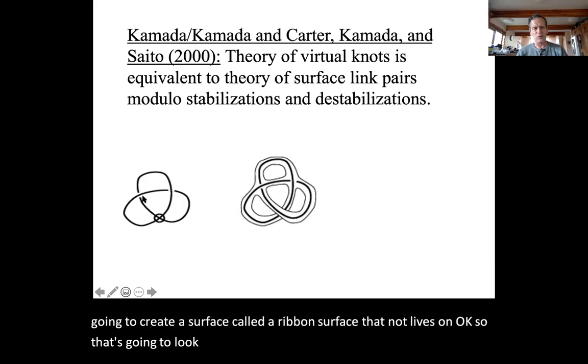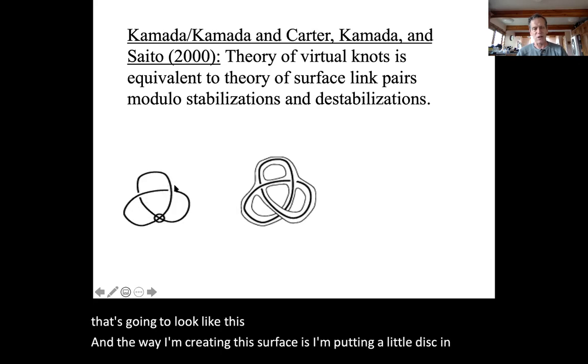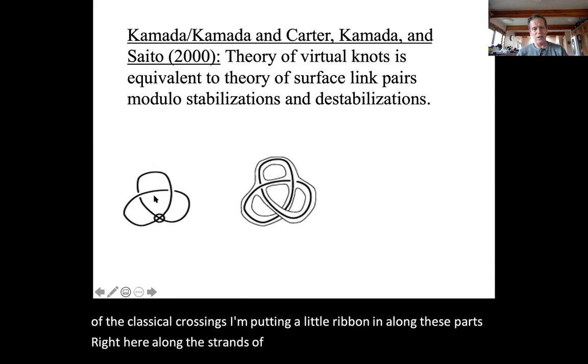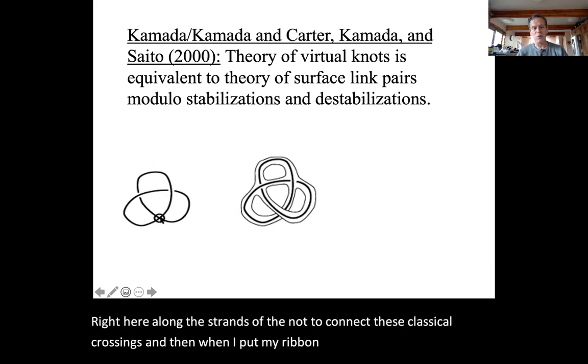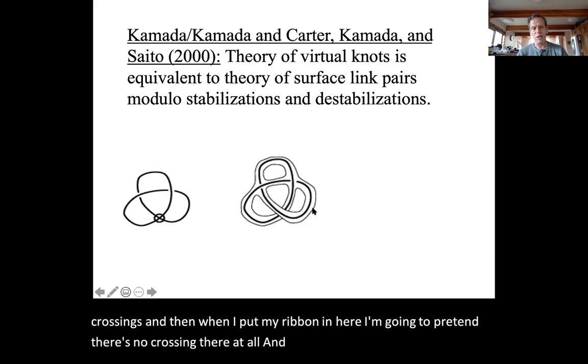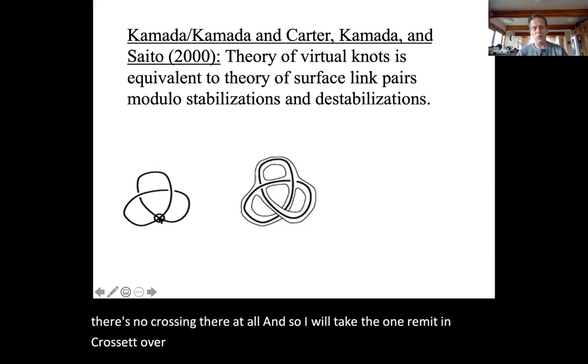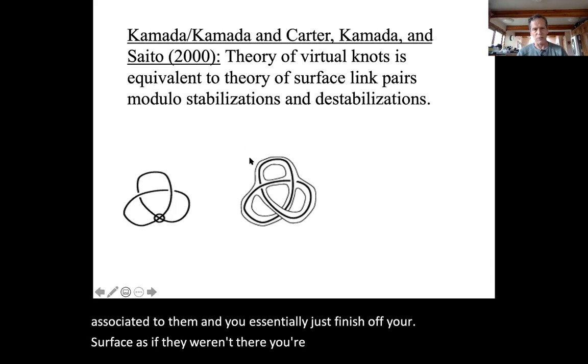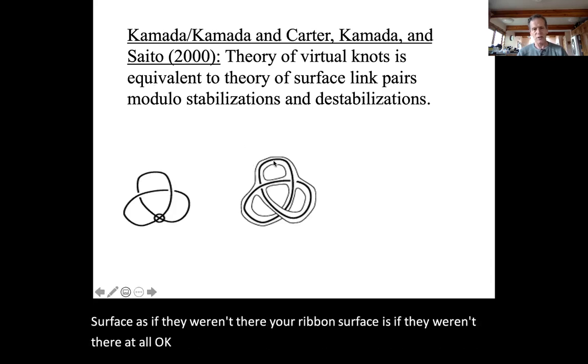And the way I'm creating this surface is I'm putting a little disc in at each of the classical crossings. I'm putting a little ribbon in along these parts right here, along the strands of the knot that connect these classical crossings. And then when I put my ribbon in here, I'm going to pretend there's no crossing there at all. And so I will take the one ribbon and cross it over the other ribbon. So virtual crossings don't get a disc associated to them. And you essentially just finish off your ribbon surface as if they weren't there at all. Okay? So disc, disc, ribbon, ribbon, then ribbon ignoring the virtual crossing, and ribbon ignoring the virtual crossing.